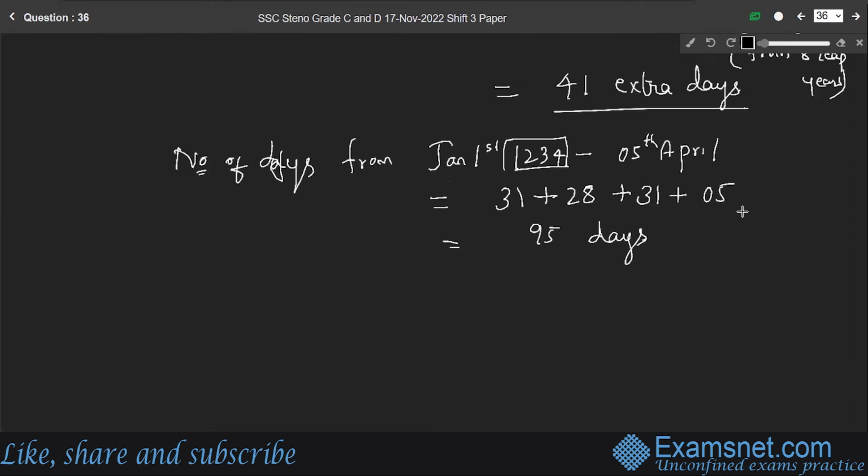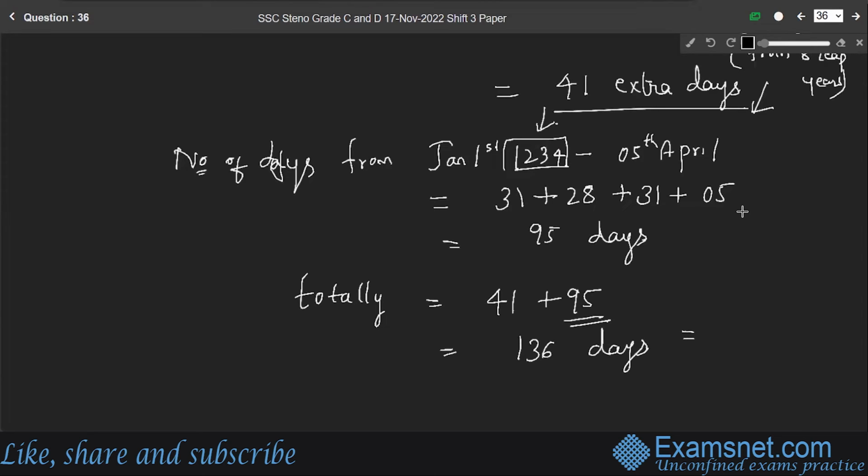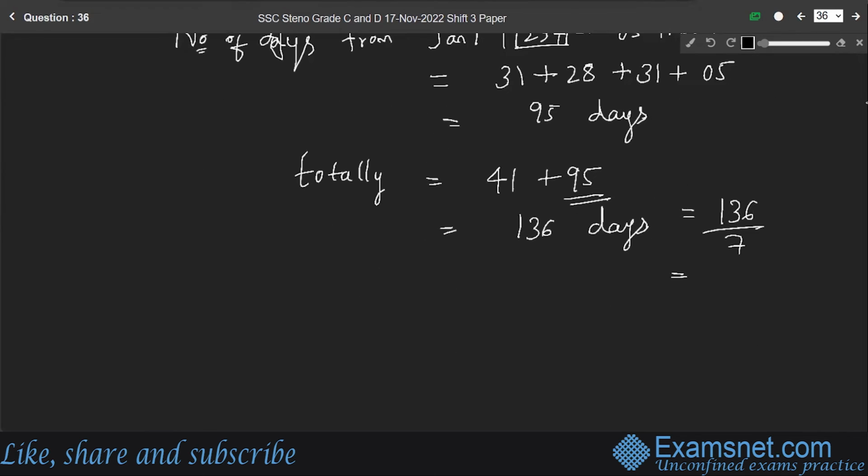Now, totally, we are considering 41 plus 95 days. These 41 days are extra days in 33 years and 95 days are in the year 1234, up to 5th April. Therefore, we are considering 136 days. So 136 divided by 7 gives 19 weeks and 3 extra days.